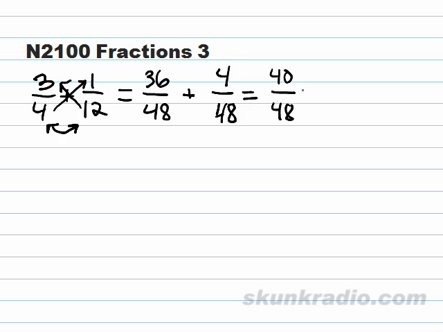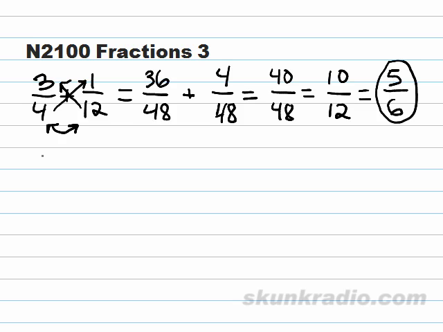And we can reduce this if we divide the top and the bottom by 4. So 40 divided by 4 is 10, and 48 divided by 4 is 12. This can be reduced one more time maybe. If I divide the top and bottom by the number 2, 10 divided by 2 is 5, and 12 divided by 2 is 6. It looks like that's as simple as I can make that fraction. So that's our answer. But you don't always have to use that cross multiplication technique.